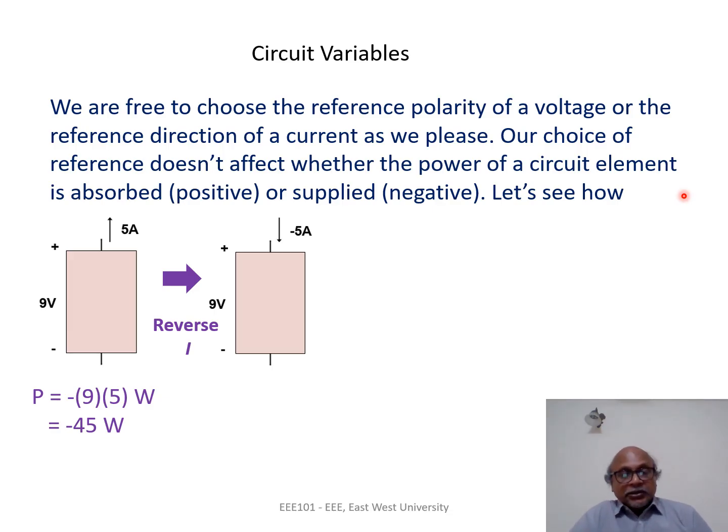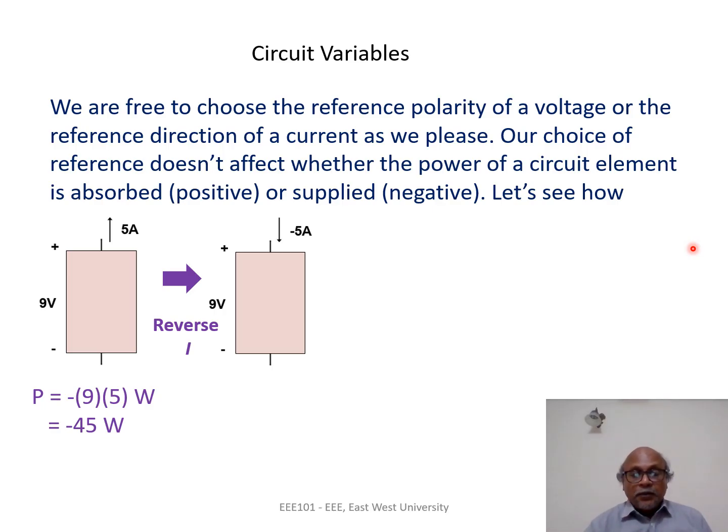Now we want to calculate the power again. If we look at the reference, the current now enters the circuit element through the plus of the voltage. So passive sign convention is satisfied. When deciding whether passive sign convention is satisfied or not, we never look at the value of the voltage or the current. We only look at the reference polarity of the voltage and reference direction of the current and see whether the current is entering the circuit element through plus or minus. In this case, plus, so passive sign convention is satisfied.